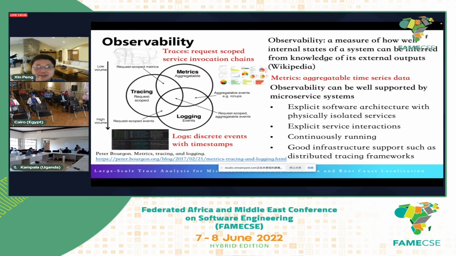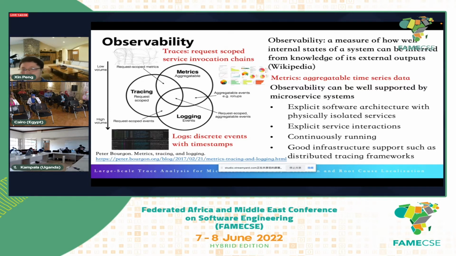And different services interact using some kind of inter-process communication, for example, REST APIs. So the service interactions can also be explicitly captured and clearly observed from outside. Also, microservice systems are usually online service systems, so they are continuously running, and we can continuously observe their behaviors. And microservice systems usually have very good infrastructure support, such as distributed tracing frameworks.